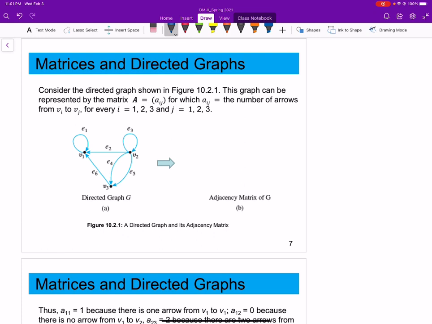Consider the directed graph shown in figure 10.2.1, which is this. This graph can be represented by the matrix A, for which Aij equals the number of arrows from Vi to Vj, for every i from 1 to 3 and j from 1 to 3. There are 3 vertices. These represent vertices: vertex 1, vertex 2, vertex 3.